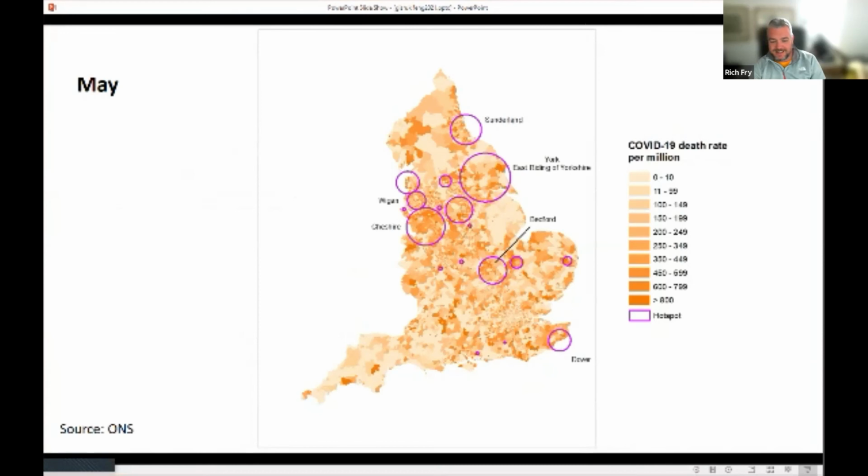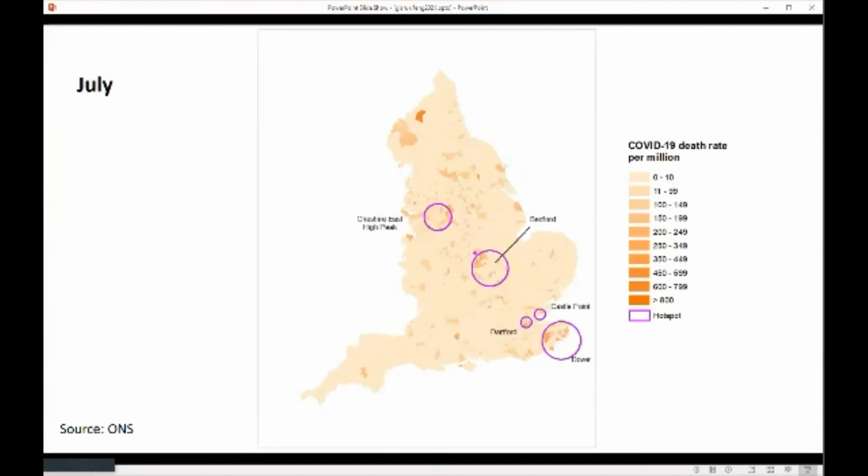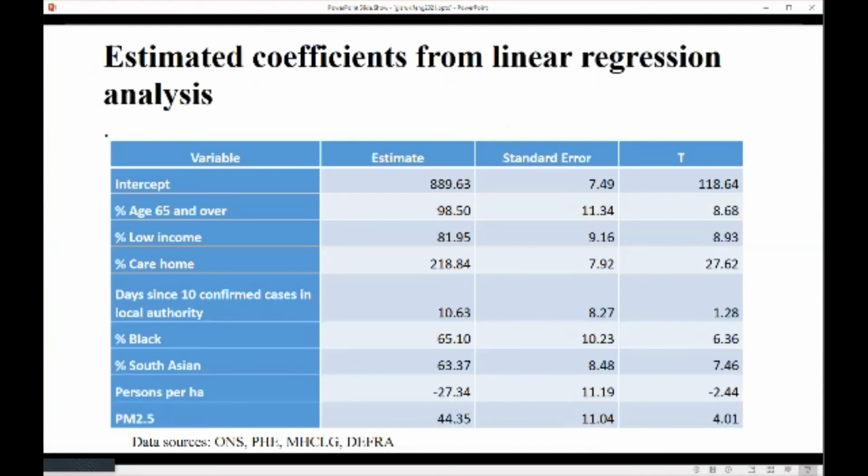Okay, I'll quickly go through this. So this is June. Again, some hotspots in northwest, northeast. In July, obviously, there are very, very few hotspots. So here I show quickly the ordinary least squares regression analysis results. We can see care home is obviously, I forgot to say this is a standardized variable.